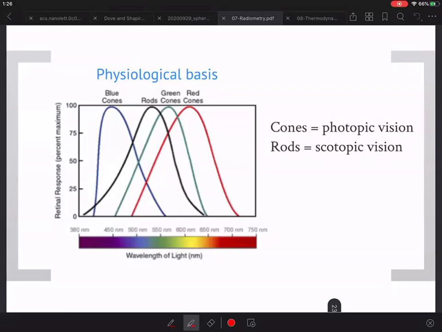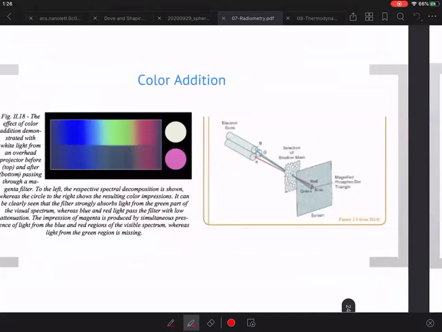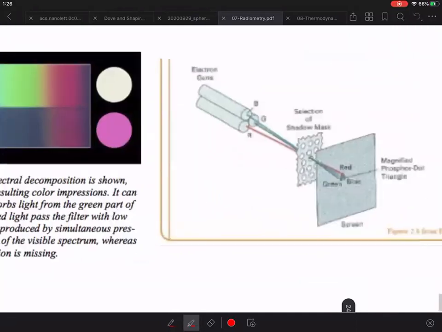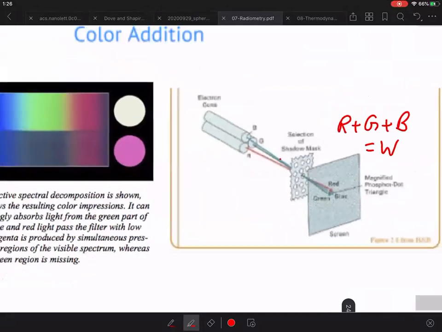Rods are for scotopic vision. So quite important. Color can be created by addition of wavelengths. This is an example from an old television set, for example, where you had 3 different colors which are mixed together. So red plus green plus blue can create white. So it's addition of colors.